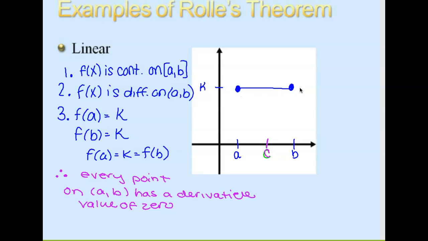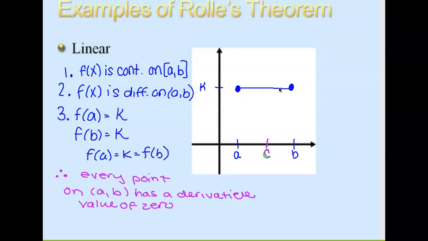So this represents something that is continuous. Is that differentiable? Yes. f of A is equal to K. f of B is equal to K. Therefore, every point on AB has a derivative value of 0.